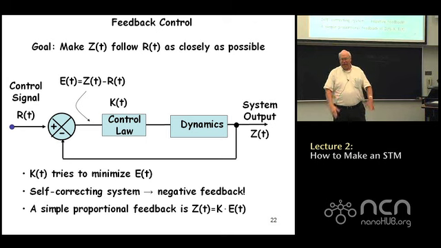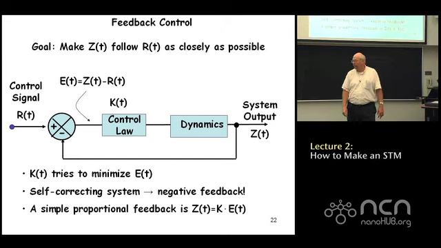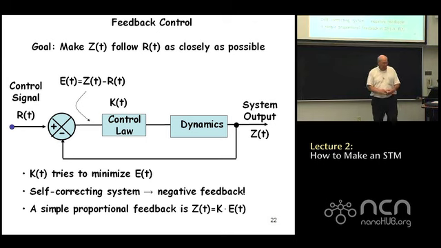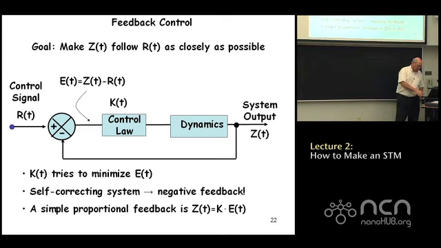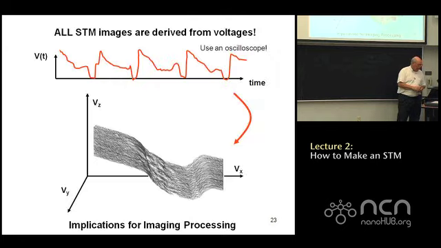So I think mechanical engineers think about feedback circuits a lot more than physicists or chemists. I think electrical engineers think about feedback circuits a lot more than physicists or chemists. But the dynamics of this feedback circuit control a lot of the resolution and performance of a scanning tunneling microscope, and it's important to optimize this feedback loop. So more about that later.